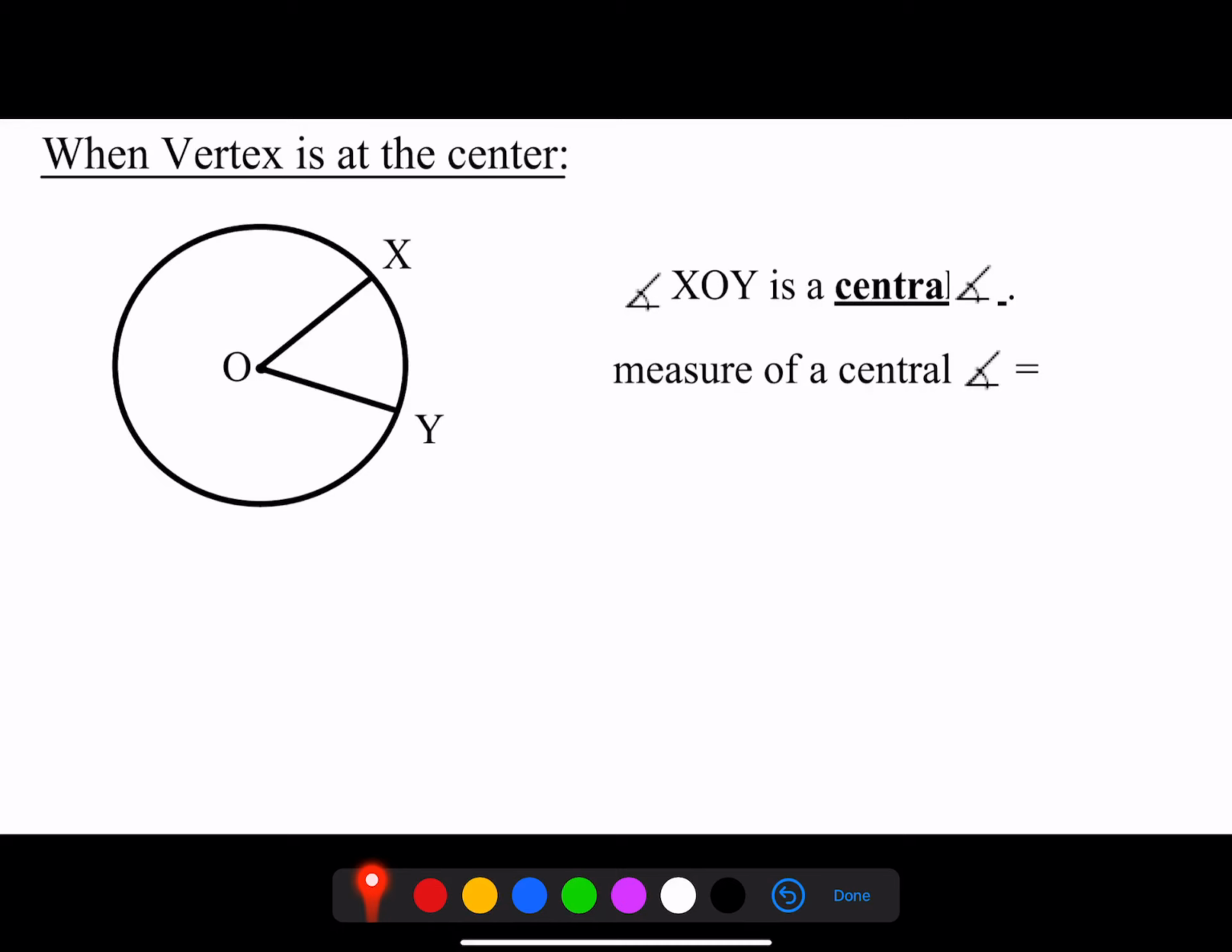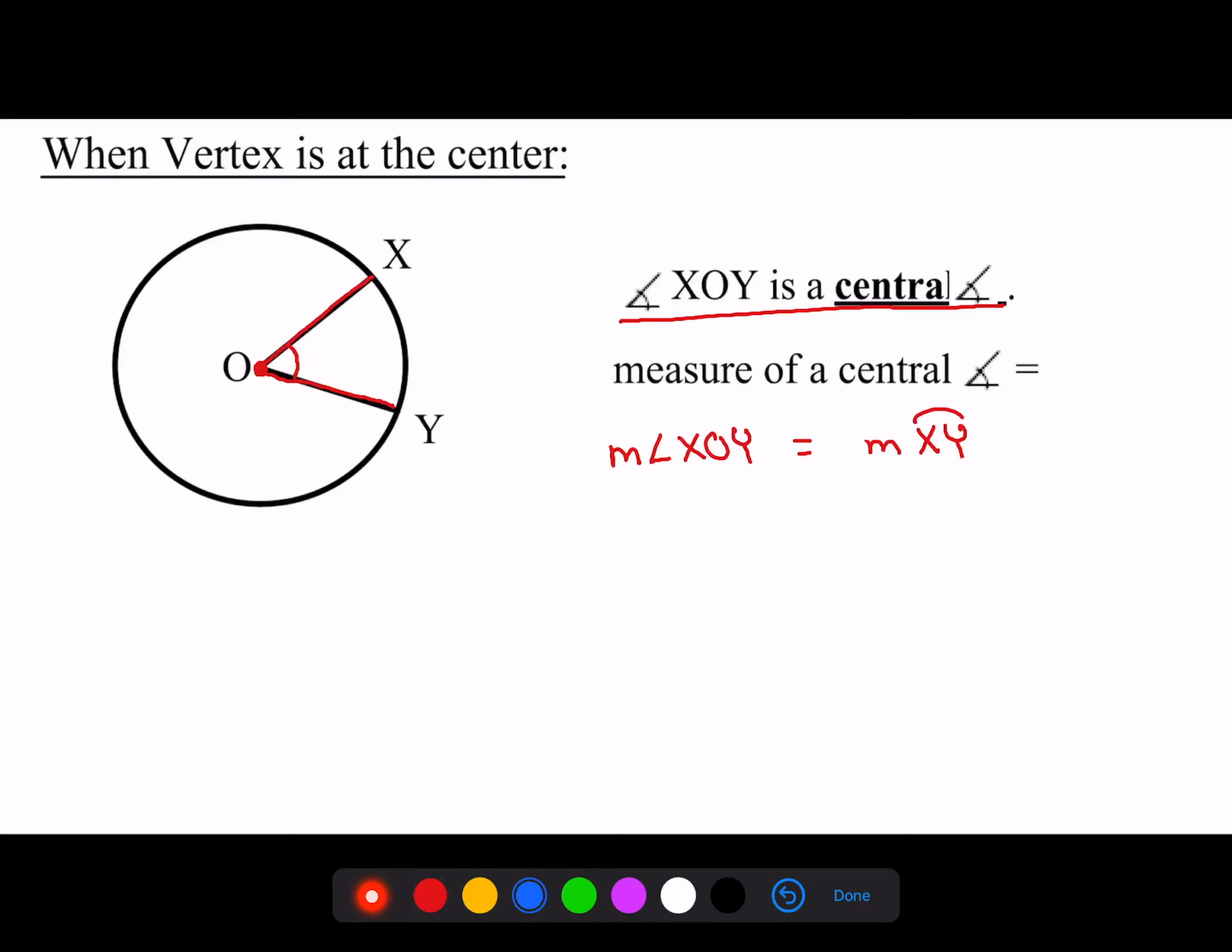Alright, so first off, some definitions for us. When the vertex is at the center of the circle, so we see that we have this angle here, angle XOY, formed at the center of the circle, because O is the center. We call that a central angle. So angle XOY is a central angle. Now, the measure of the central angle, so the measure of angle XOY, is going to be equal to the measure of the arc that it's facing, the arc that it's intersecting.